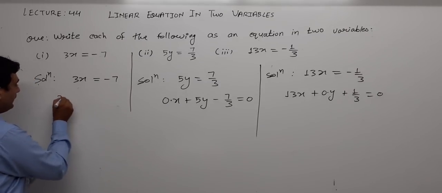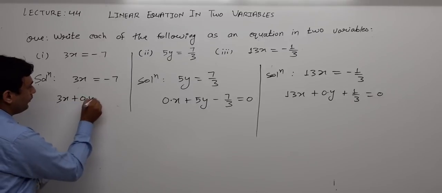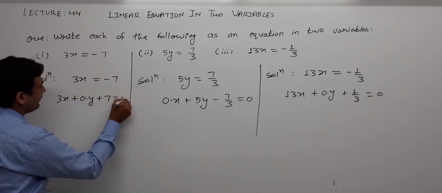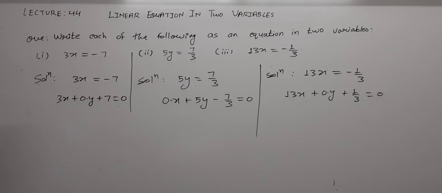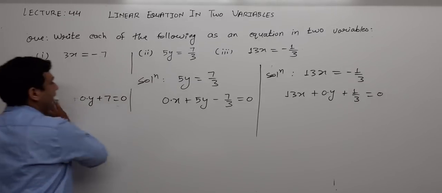It was 3x plus 0y plus 7 is equal to 0. So now let us see the next question.